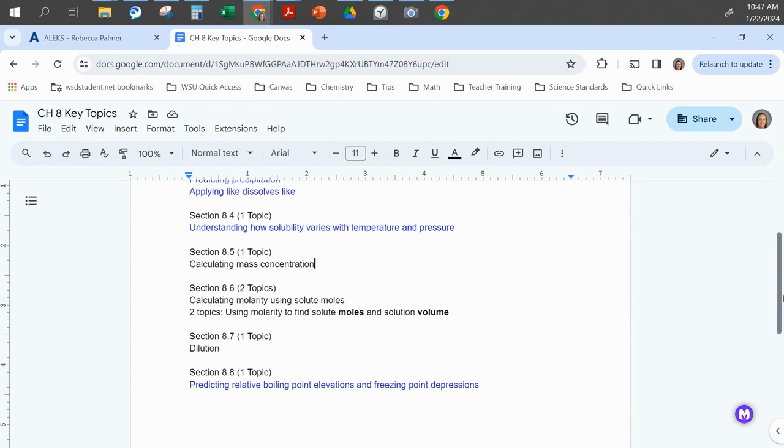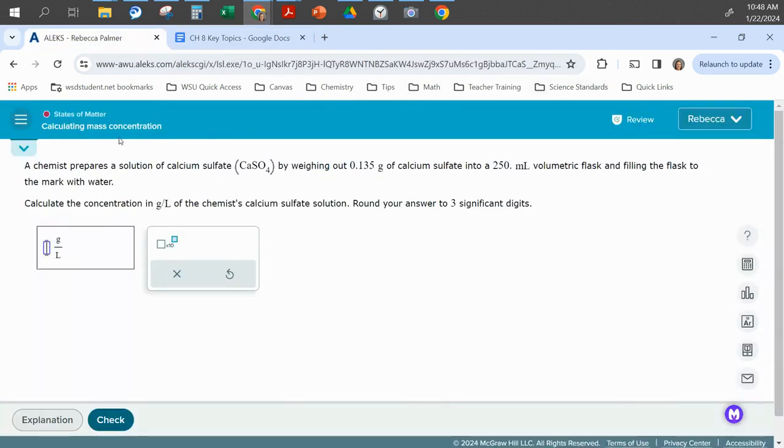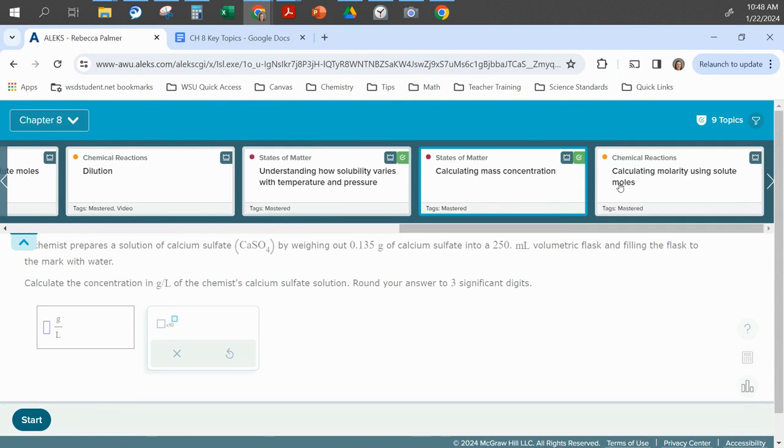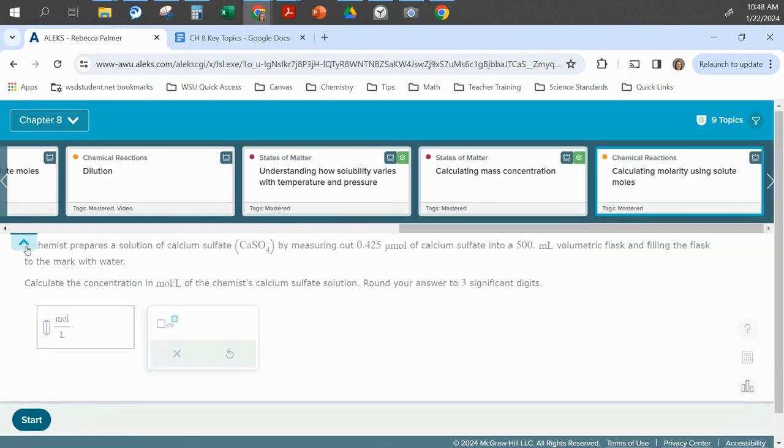Okay, the next one is calculating molarity. Let's see if we can get through at least one of these. Calculating molarity using solute moles. Maybe this is the one. Units. Calculating molarity using solute moles.